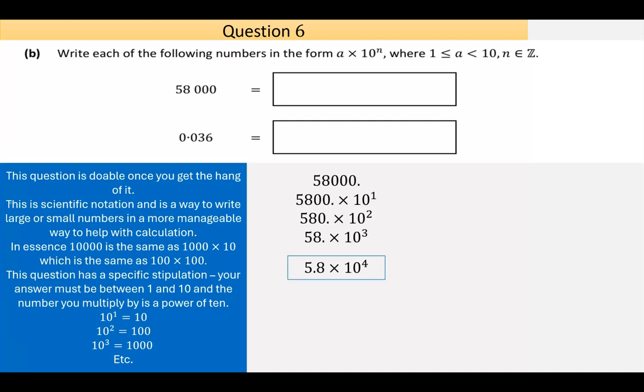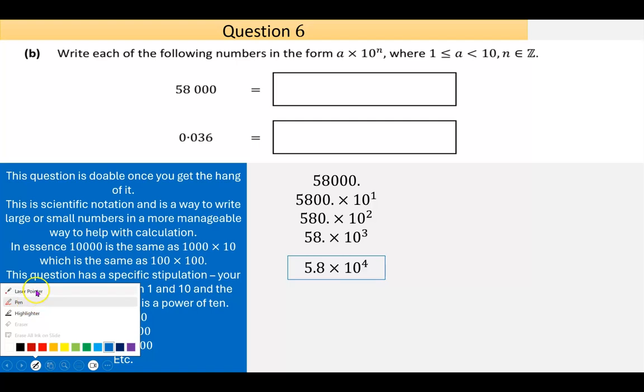5.8 by 10 to the 4. I moved the decimal place 4 times to get that number in that format. Okay. Now, if you want to check it on the calculator, you're basically multiplying by 10,000. And even though the format is different, it's still the same number. In fact, the number here has never changed.